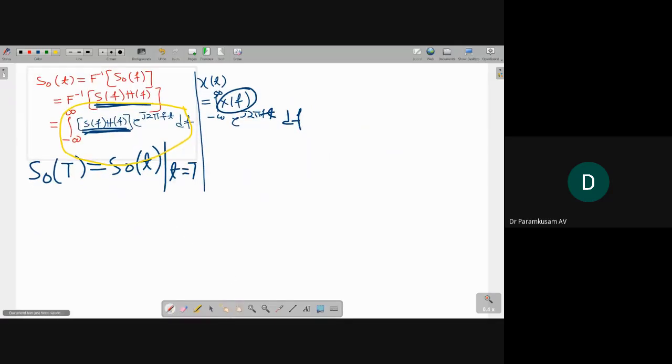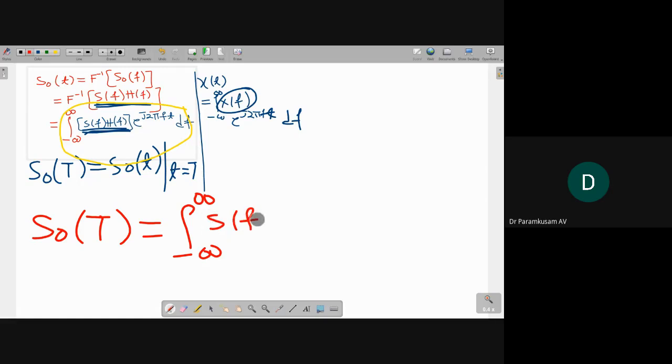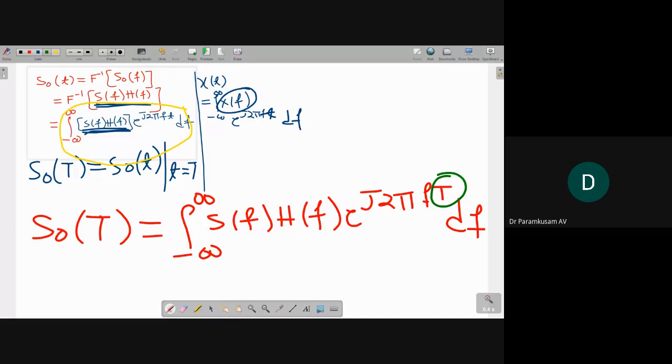Then you will get s naught of capital T equal to the integral from minus infinity to plus infinity of s of f h of f e to the power of j 2 pi f capital T df. Look, the equation is the same, only in place of small t we put capital T. So this is s naught of T, which represents the output signal.